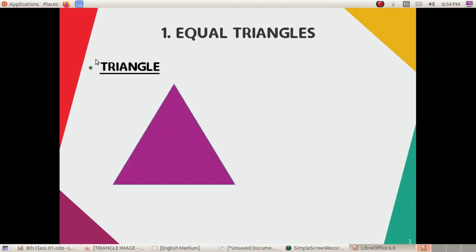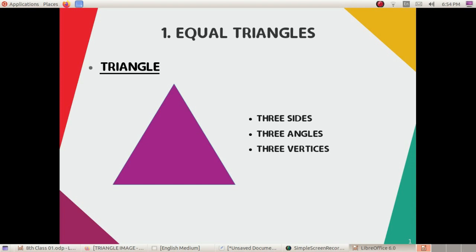Yes, this is the shape triangle. And what are its properties? Think about it. Yes, it has three sides, three angles, and three vertices, right? So a triangle is a closed geometrical figure with three sides, three angles and three vertices.